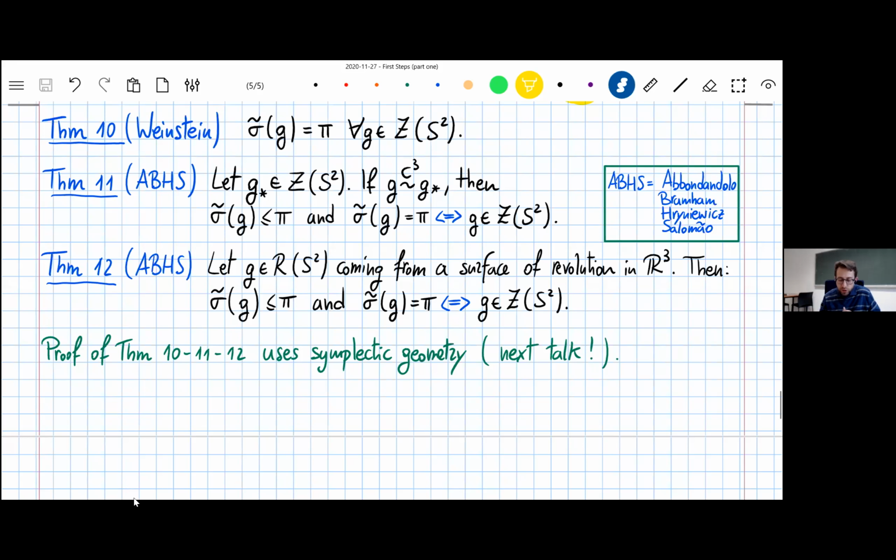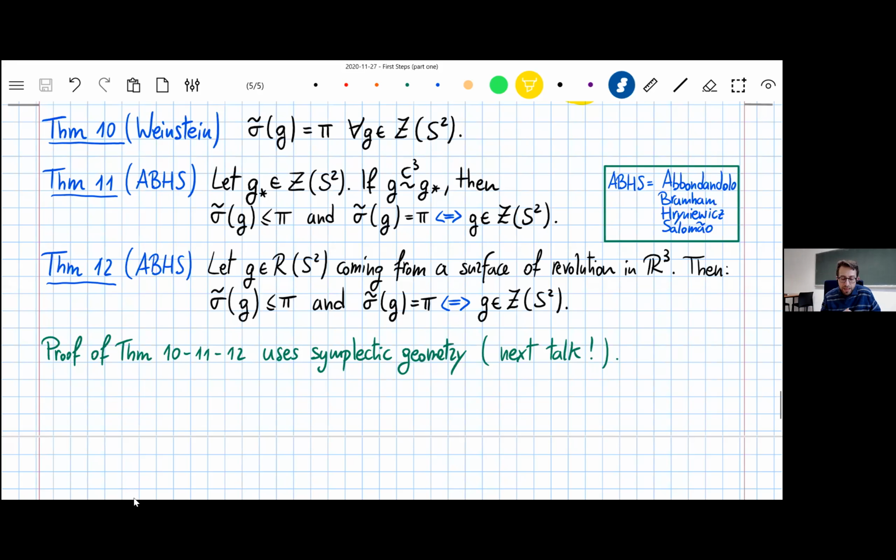So the first thing is that for every Zoll metric, the systolic ratio is equal to pi, just like the systolic ratio of the round metric. Now this is a theorem of Weinstein, also I think in the 70s. And also, the systolic ratio does not distinguish different Zoll metrics.